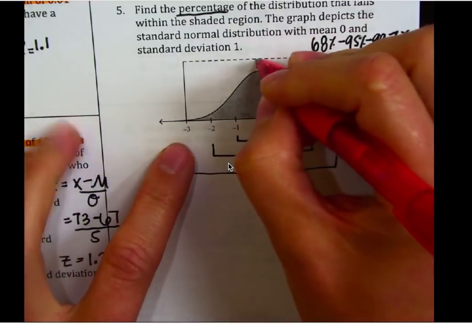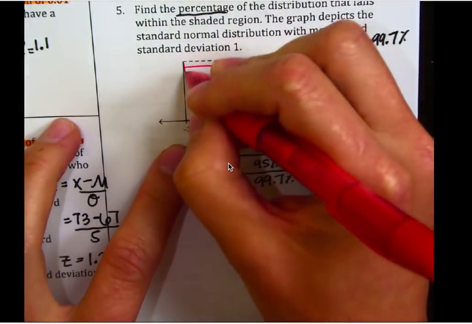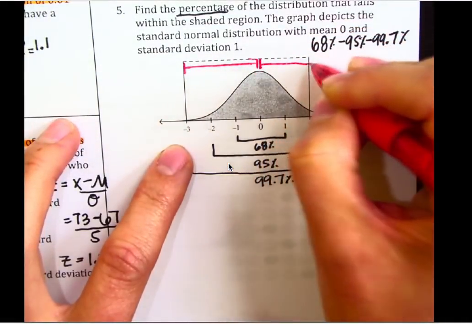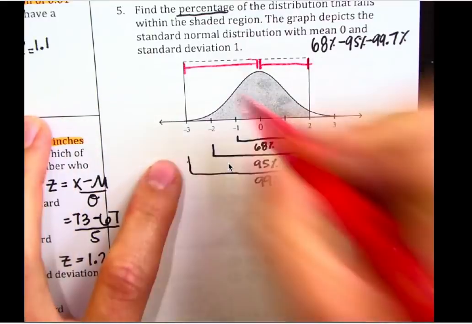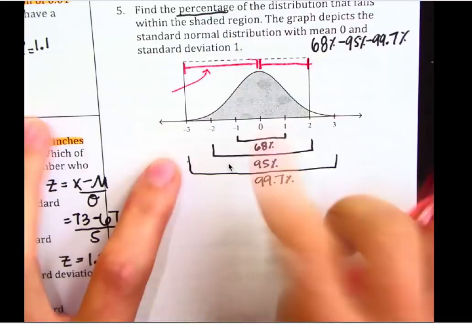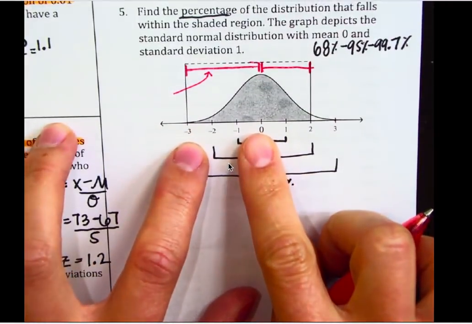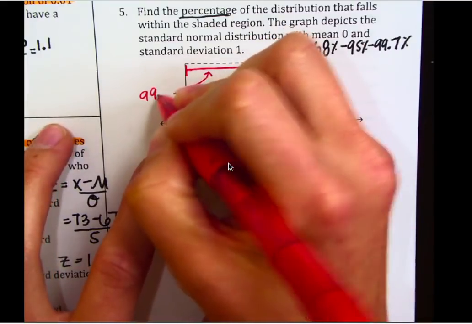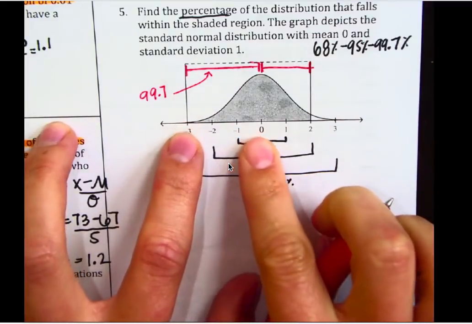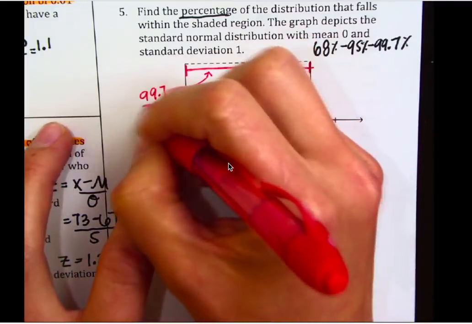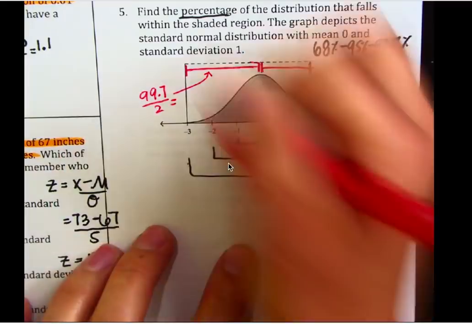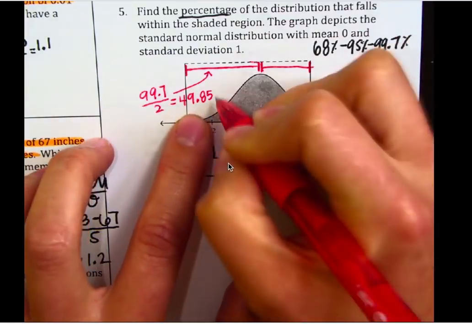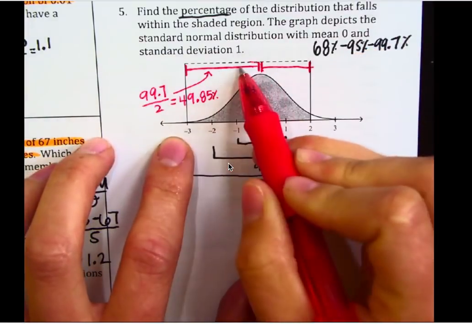So from 0 to -3. I'm going to find that percentage and add it to the right side of the mean between 0 and 2. To find this percentage, I see that on the left, I'm 3 standard deviations below. So I will be using 99.7, that's my rule for 3 standard deviations. But since I'm on one side of the mean, I'll be dividing that by 2, and I get 49.85%. That is going to be on this left side of the mean.